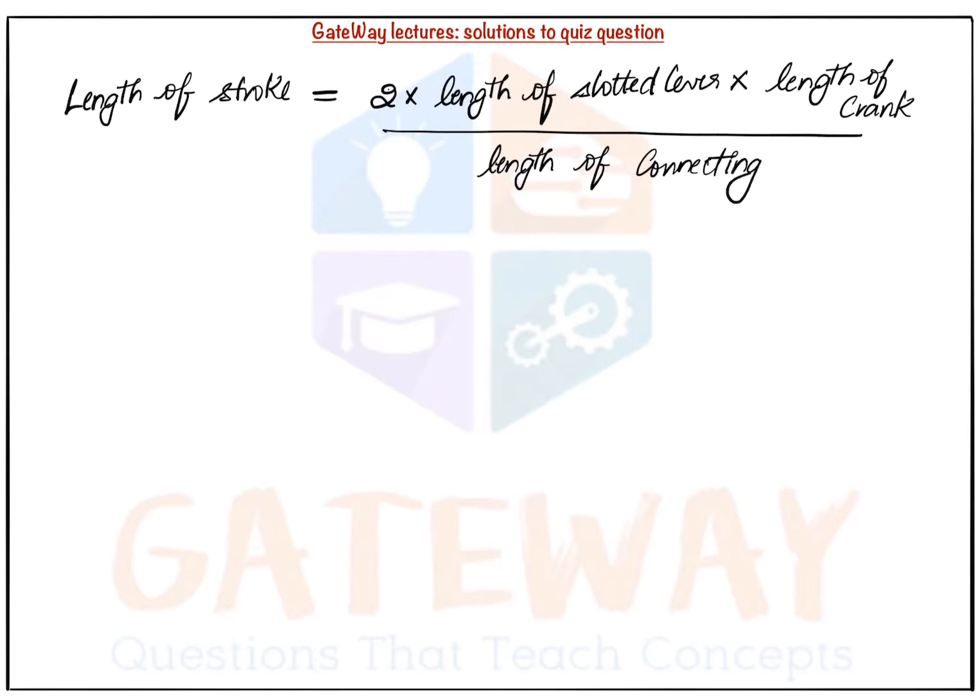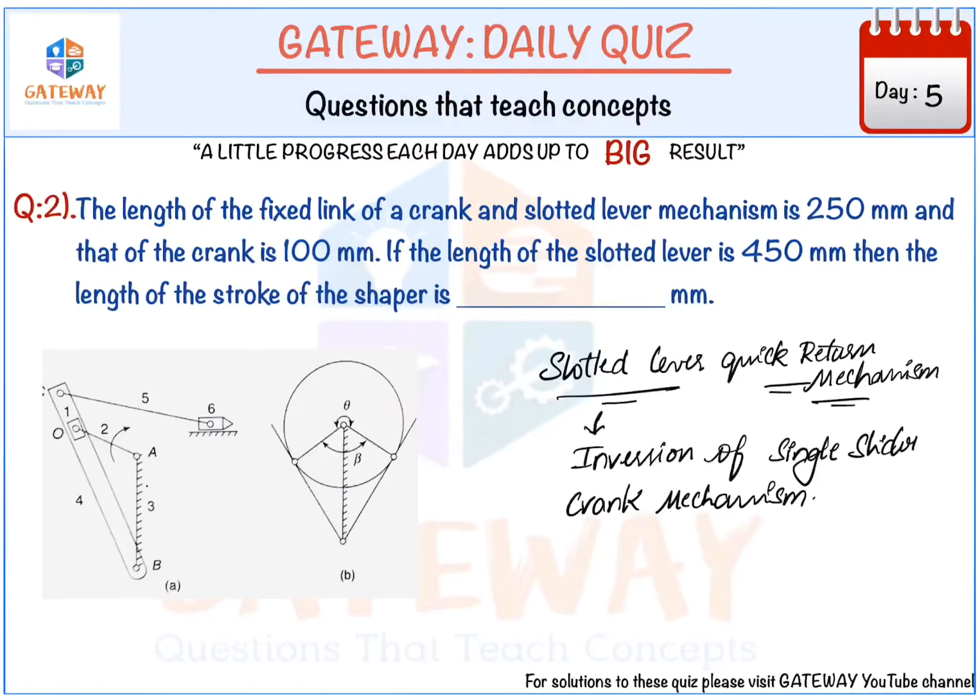Here we said this slotted lever quick return motion mechanism is an inversion of the single slider crank mechanism. In that inversion, some link should be fixed to make an inversion mechanism. So here in the slotted lever mechanism, we fix the connecting rod. Okay, this is our connecting rod. And here the dimensions for everything were given. The length of the fixed link is 250 mm, so the length of the connecting rod is given as 250 mm. And this is our slotted bar, or slotted lever. And this is our crank.